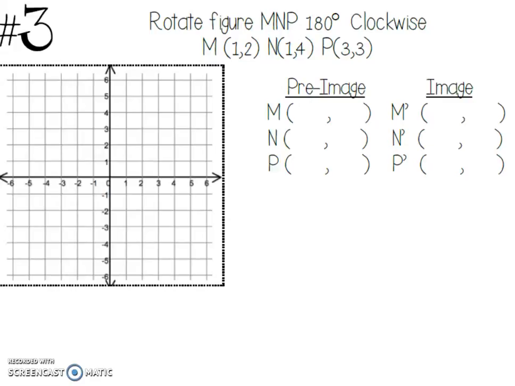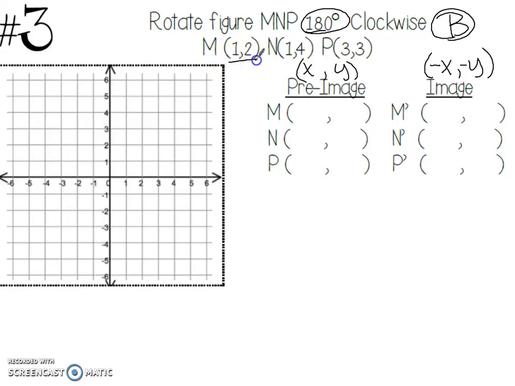Number 3, rotate the figure 180 degrees clockwise. The first thing you should do is write your rule. If I'm going 180 degrees, what rule am I using? Rule B. Rule B, which says that my numbers will stay the same, but their signs must change. So here's my first one.